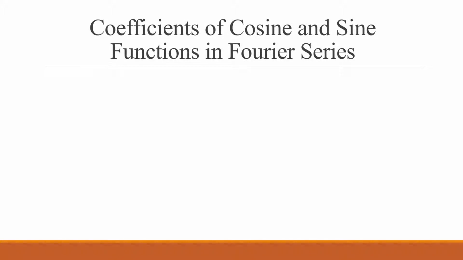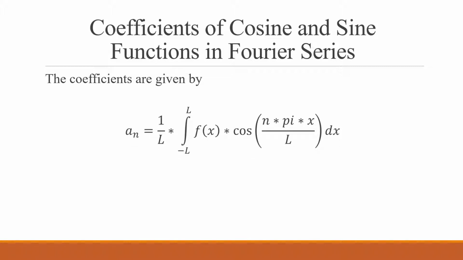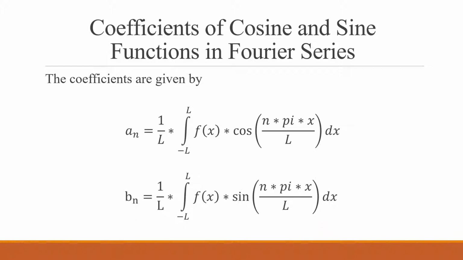Now we will examine the coefficients of cosine and sine functions in the Fourier series. The coefficients are defined by these relations. An is equal to 1 over L times the integral of f of x times cosine of n pi x over L dx, with the limits of integration from negative L to plus L. In the same way, Bn is given as 1 over L times the integral of f of x sine of n pi x over L dx, with limits of integration from negative L to plus L.